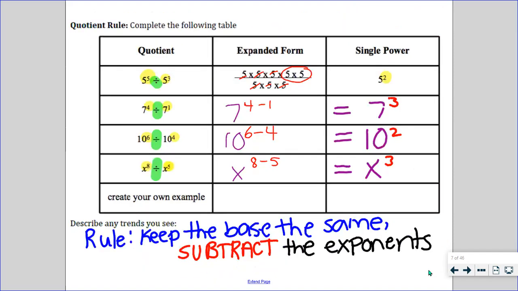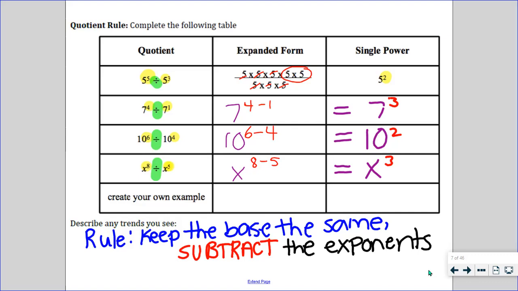So the next rule is the quotient rule. Do you want to go over this, Miss David? Yeah. So in this rule, as you can see here, we highlighted in green that we are using division this time. So we have 5 to the power of 5 divided by 5 to the power of 3. In expanded form, 5 to the power of 5 looks like 5 times 5 times 5 times 5 times 5. Next, we have division, so we do it as a fraction. On our denominator, we have 5 to the power of 3, so 5 times 5 times 5.